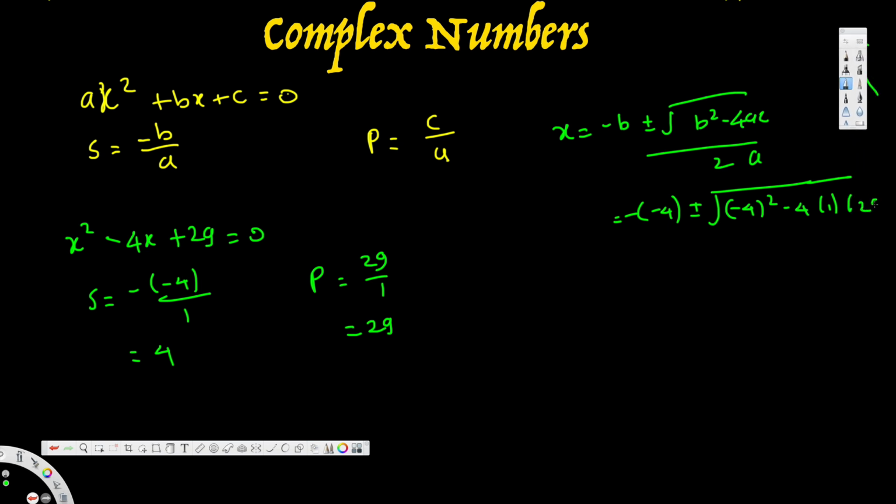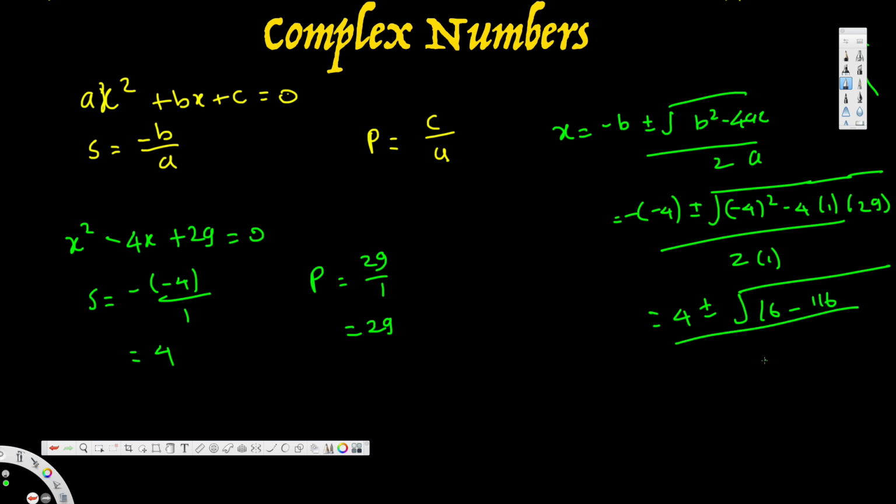Divided by 2 times a, which is 1. If you simplify this, 4 plus or minus the square root of 4 squared, which is 16, minus 29 times 4, that gives us 116, divided by 2. Then 4 plus or minus the square root of 16 minus 116, that's negative 100, divided by 2. If it's 100 we know the square root of 100 is 10, but if it's negative 100 this is 10i, divided by 2. So if we write it in standard form, this is 4 over 2 plus or minus 10i over 2.